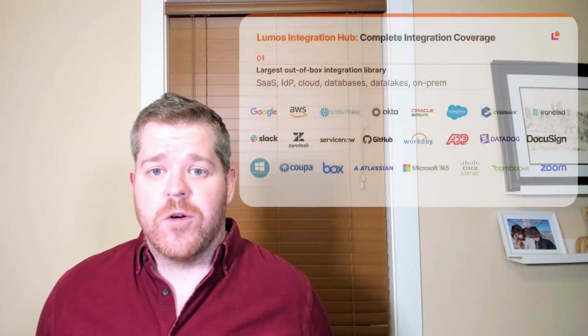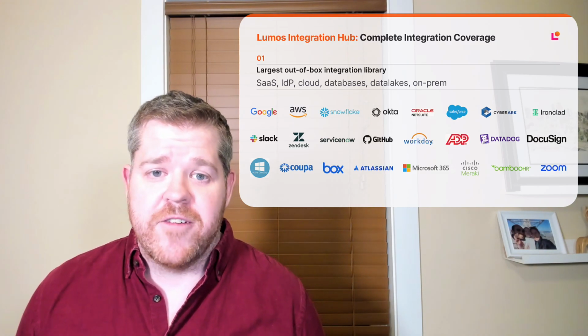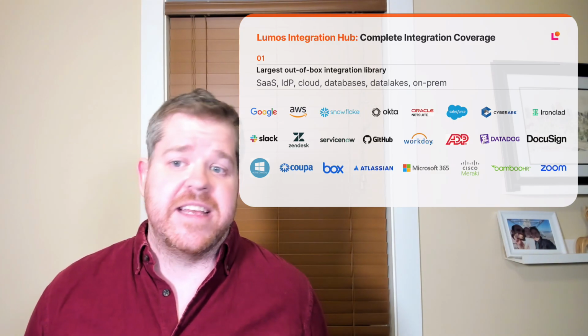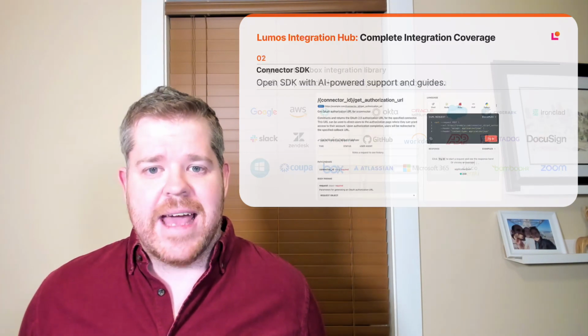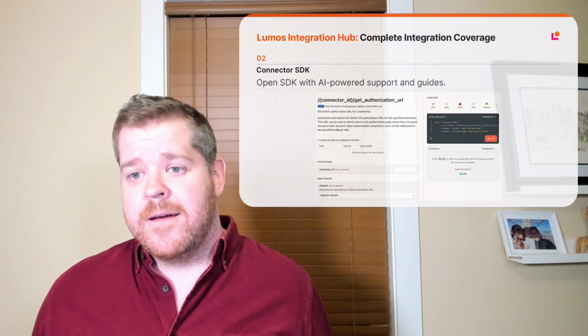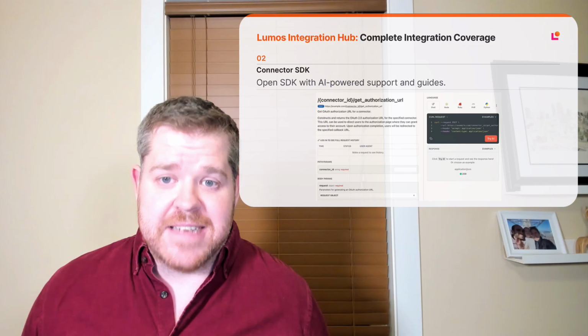Now at Lumos, we already support the largest out-of-the-box integration library, with over 300 SaaS integrations that support read and write actions down to the entitlement level. And we have a powerful connector SDK to build custom integrations. But traditionally, building a new connector can take weeks. You have to understand the APIs, write boilerplate code, and implement capabilities one by one. We want to speed that up.